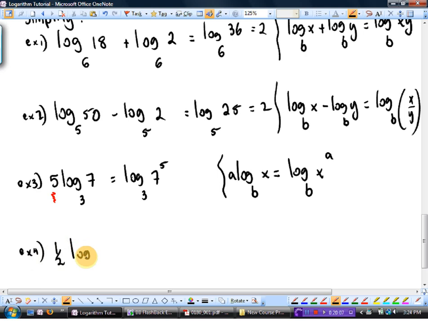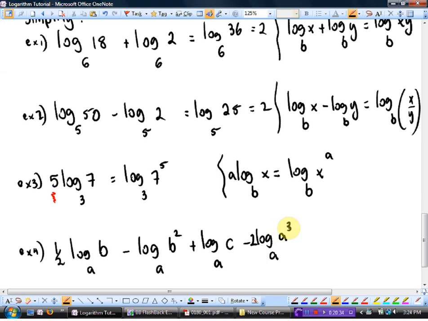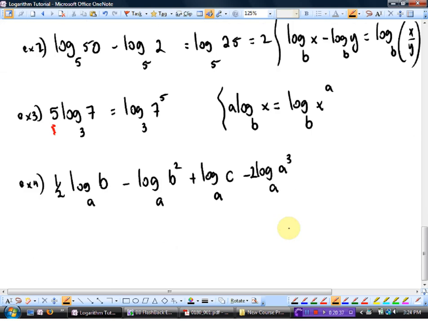1/2 log base A of B minus log base A of B squared plus log base A of C minus 2 log base A of A cubed. This is my worst unit for making up questions. During the unit, I'm in a zone, but right now I'm going, what the heck did we make?